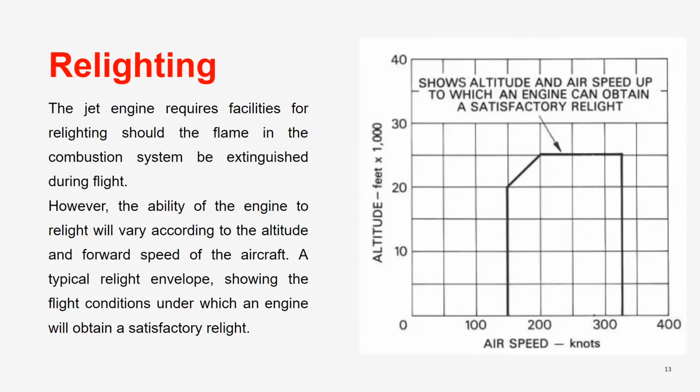Next, there is the relighting. The jet engine requires facility for relighting should the flame in the combustion system be extinguished in flight. But the ability of the engine to relight will vary according to the altitude and forward speed of the aircraft. So this is a typical relight envelope showing the flight conditions under which an engine will obtain a satisfactory relight.